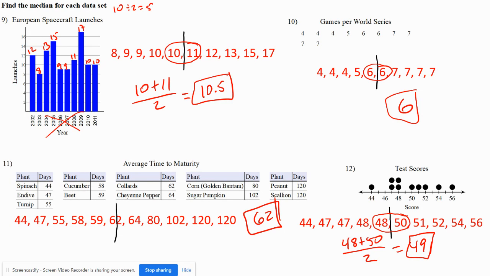So for this review, I just want to practice mean and median. And that's how we do both.